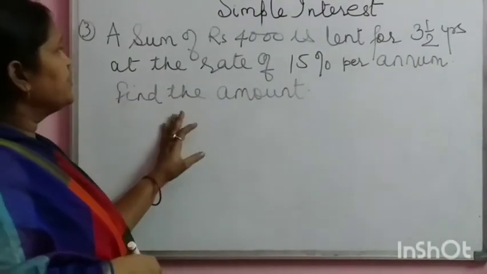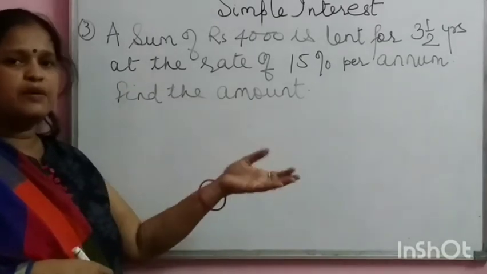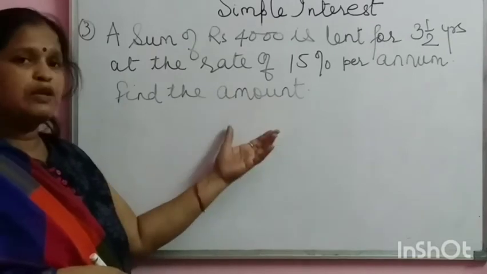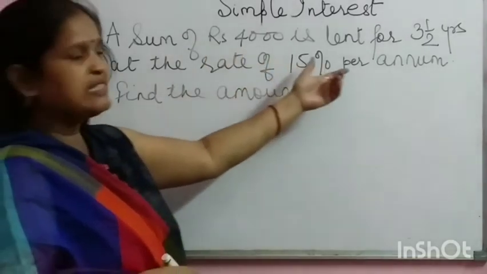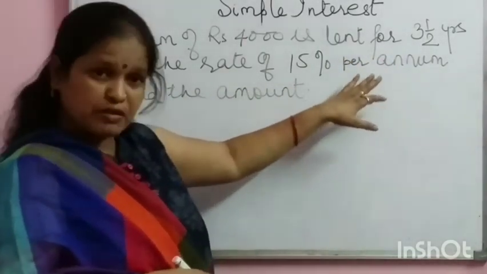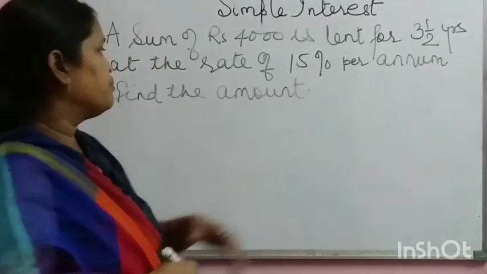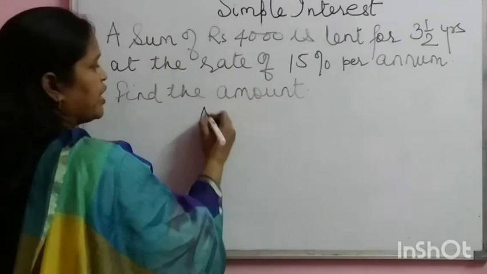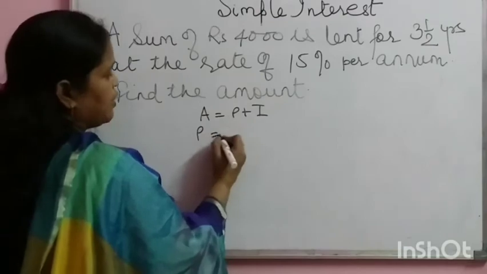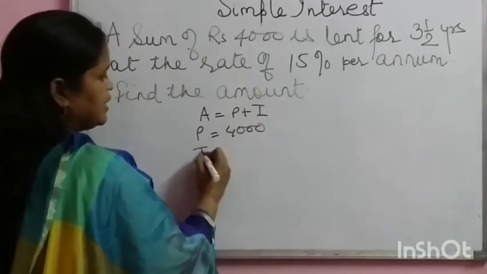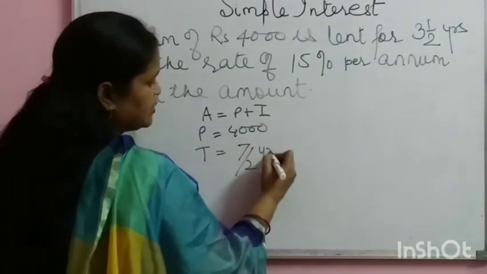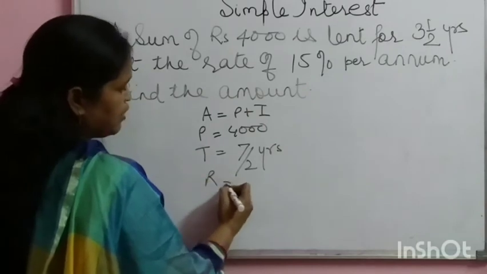So again the next problem बहुत इजी, जैसे अभी हम लोगों ने किया, बहुत सिंपल. आपने जो फॉर्मूला डेवलप किया, उसी फॉर्मूले पर बेस्ड क्वेश्चन है। Sum of ₹4,000 is lent for a period of 3.5 years at the rate of 15% per annum. So the interest is charged yearly at the rate of 15%. You have to calculate the amount. So A is equal to P plus I, ये आपको पता है। P है 4,000, T है 3.5 years, that is equal to 7/2 years, and rate is 15%.